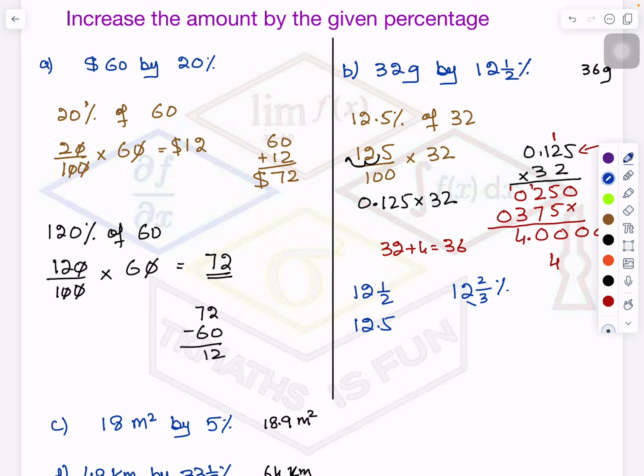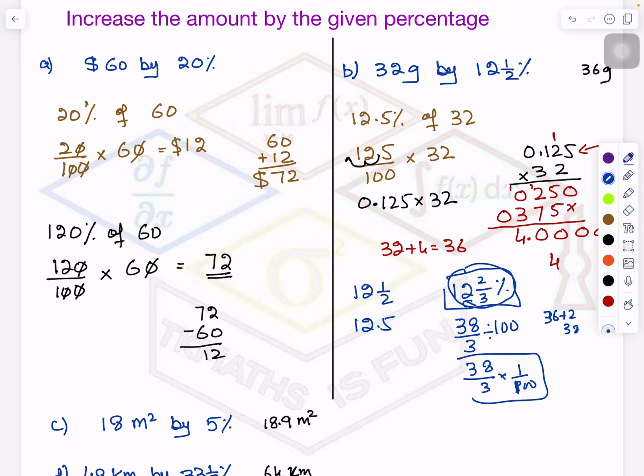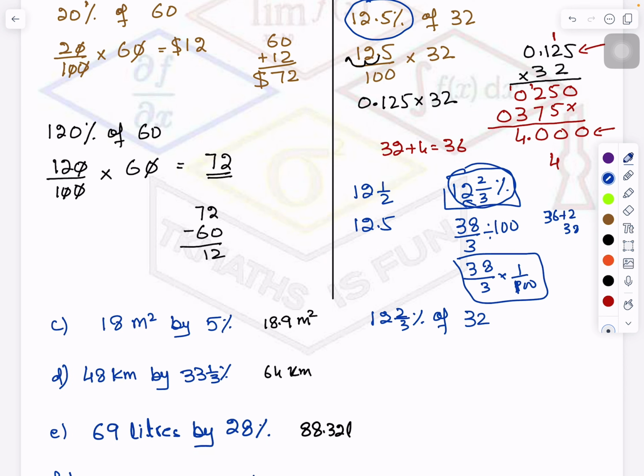So what you can do, you do 3 times 12 is 36. 36 plus 2 is 38. So what will this question be? 38 divided by 3, and % means divided by 100, right? I'm only changing this right now. So this will be 38 upon 3 into 1 upon 100. So first of all, simplify here. I'm still simplifying this part. Whatever my answer comes to here, I will replace it by this number, because I'm simplifying the percentage. So my question will be 12 and 2 upon 3 percent of 32. So instead of 12 whole 2 upon 3 percent, I will write this, 38 upon 3 into 1 upon 100 into 32.